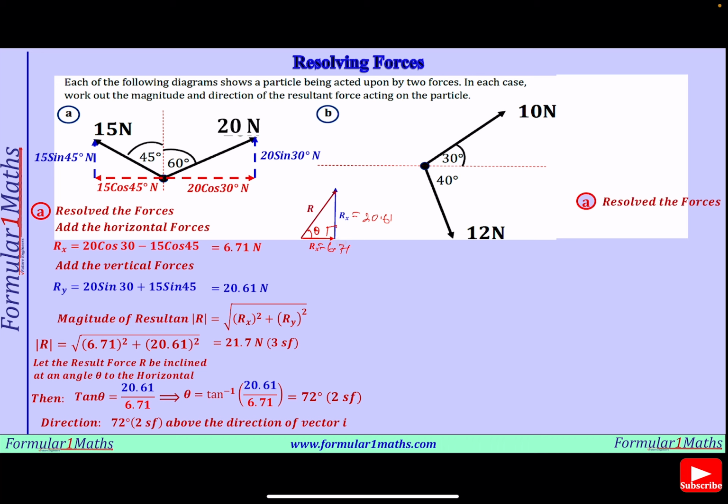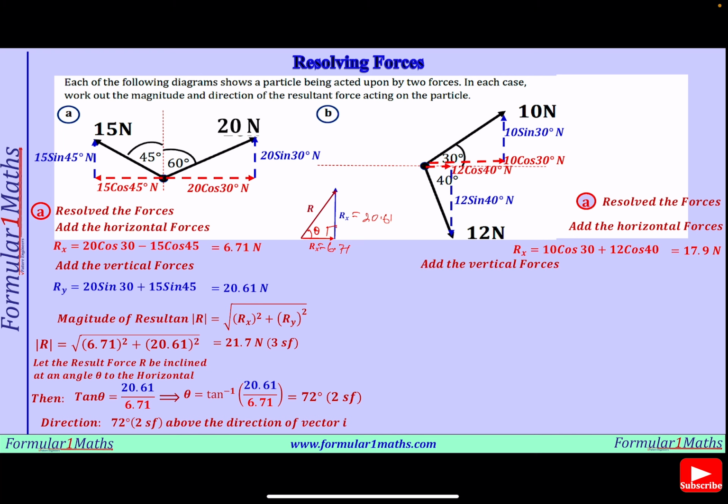So for B, we do the same thing. Resolve the forces to get that for the 10 Newton force and that for the 12 Newton force. We add the horizontal forces. They are both in the positive direction, so we get that. And for the vertical forces, one is in the positive direction, which is acting upwards, this one. The other one is in the negative direction. So adding that will give you this minus 2.71.